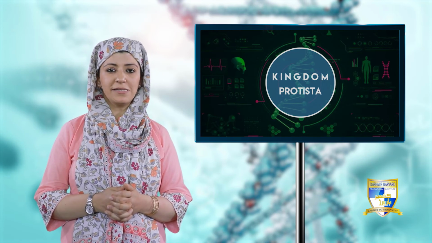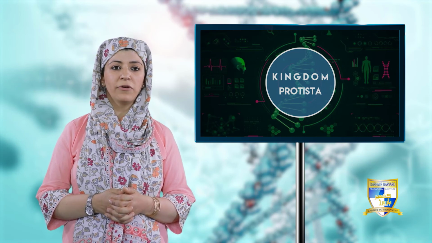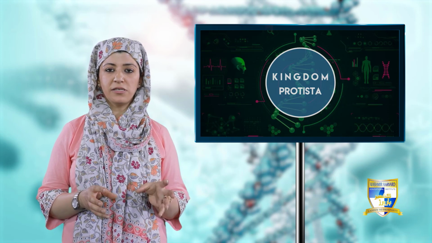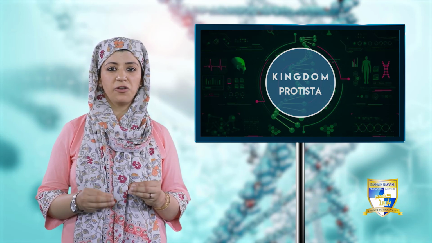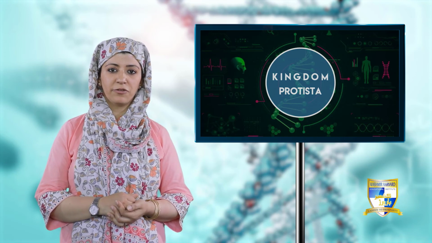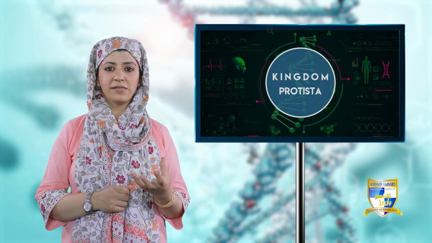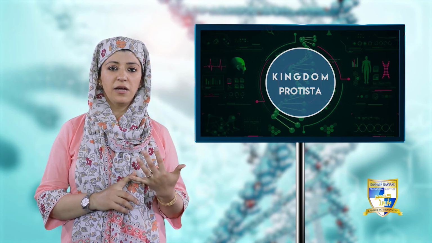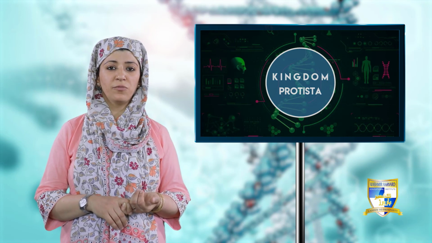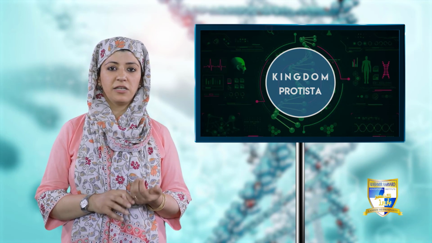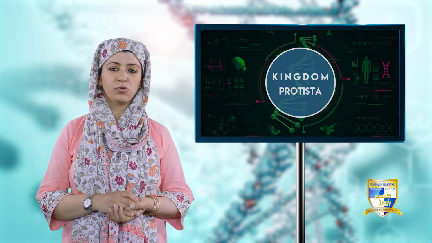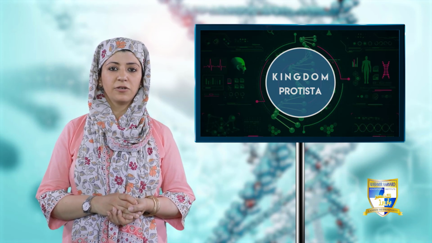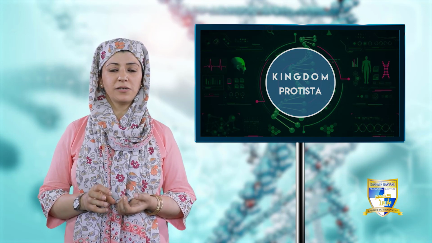Hopefully you understand all the characteristics of kingdom Protista. We saw that the organisms are usually in the aquatic habitat. These Protists are either phototrophs or heterotrophs, and they show different modes of nutrition as well as different types of reproduction. So this was about the Protists. Hope you understand all the characteristics.